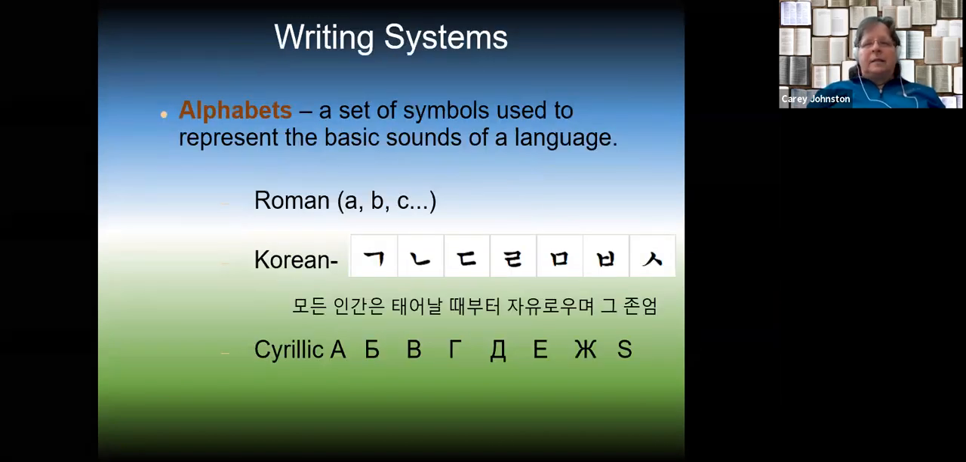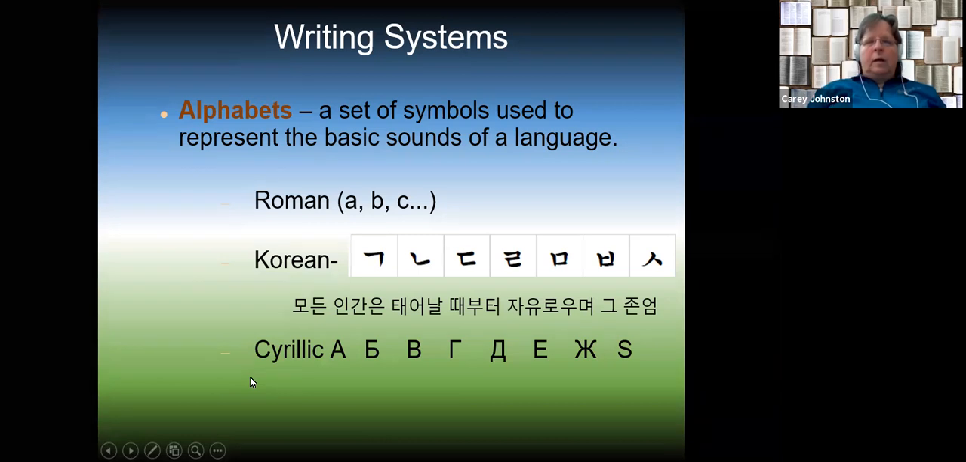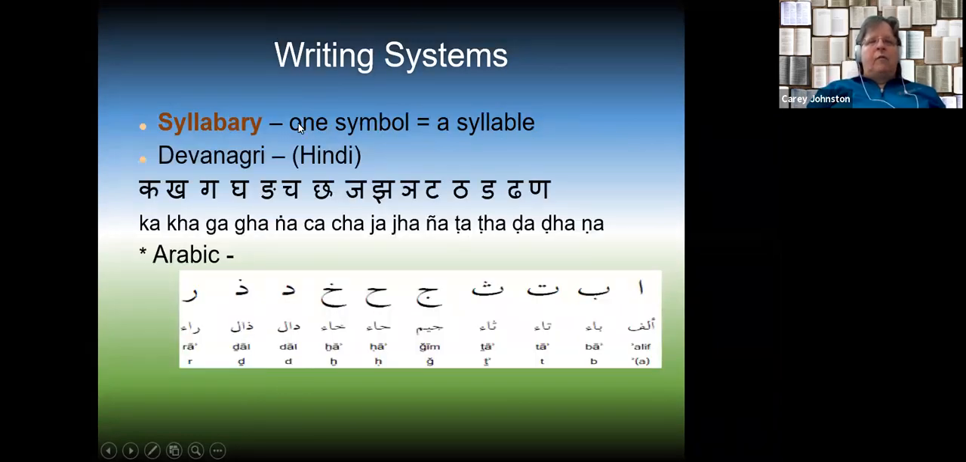There are also different writing systems. So we have alphabets, and this is a set of symbols used to represent the basic sounds of a language. We have our Roman alphabet, which most of us are familiar with. Korean also is an alphabet, and then Cyrillic is another alphabet. The LEI method predominantly works in languages where the writing system is alphabetic, although we do work in languages where the language is written in a syllabary type of script.